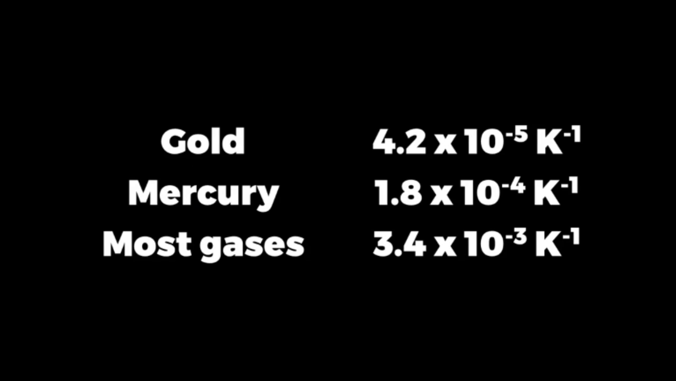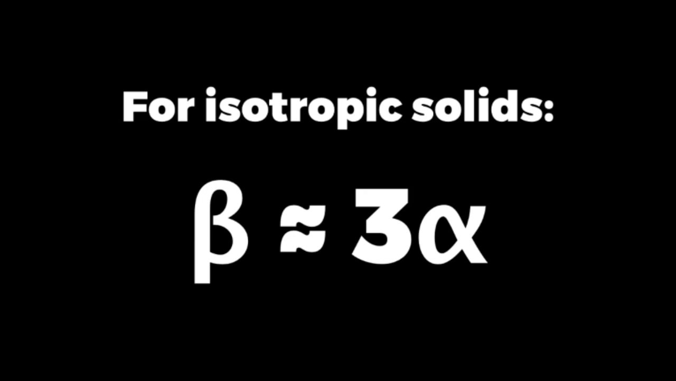Here are some sample volumetric expansion coefficients for selected materials, and it's important to know that most gases have a volumetric expansion coefficient of 3.4 times 10 to the negative 3 inverse Kelvin, and this can be calculated using the ideal gas law. Another important thing to note is that for isotropic solids, meaning solids that are the same all the way through, beta is equal to 3 times alpha, because volumetric expansion occurs in 3 dimensions, whereas linear expansion only occurs in 1 dimension of measurement.